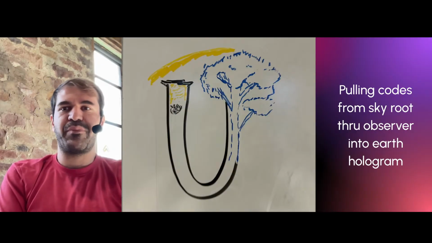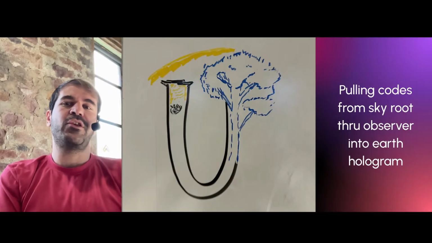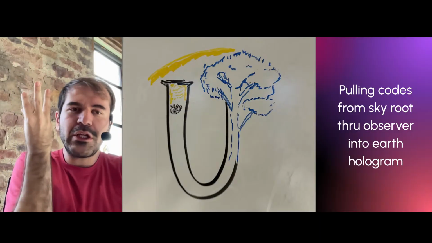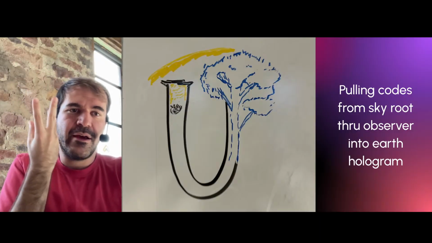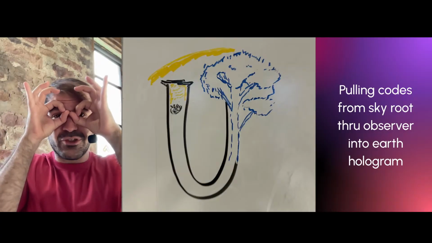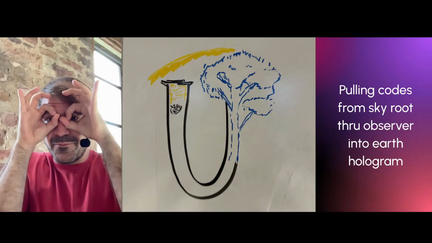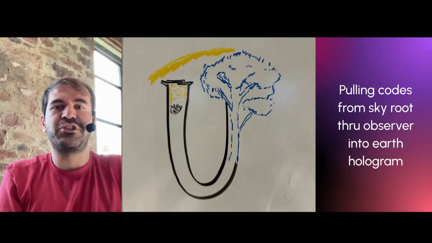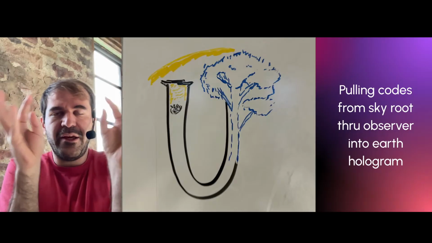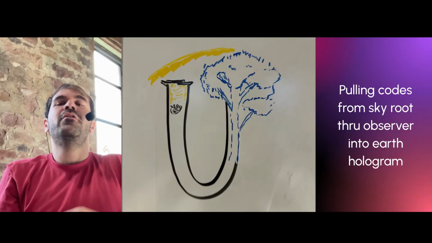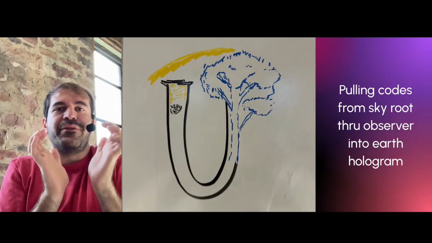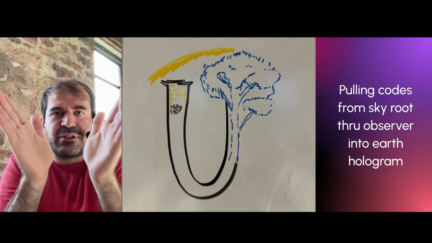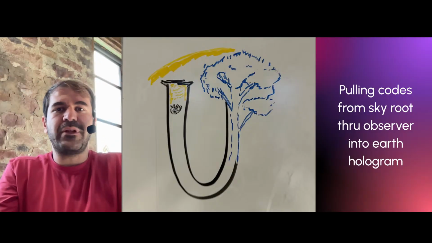So here's another map that we put together. We're basically saying that, in that Unicode visual that we've presented here at the seminar, we're pulling the codes from the sky root through that observer double slit, and we're rendering the hologram that is the earthly experience, which then appears like a tree of leaves of all possibilities. So based on the quantum state of the observer, that's what's being rendered out of the sky roots and into whatever leaf experience.